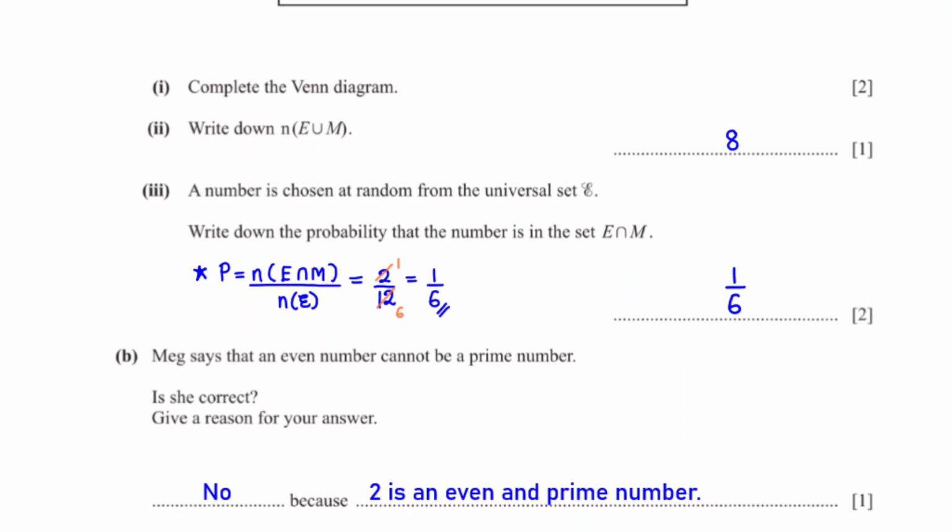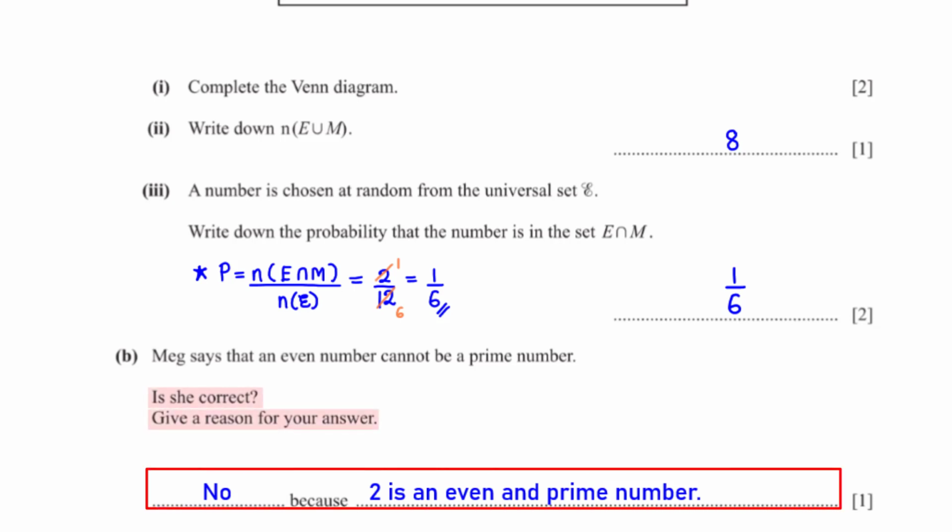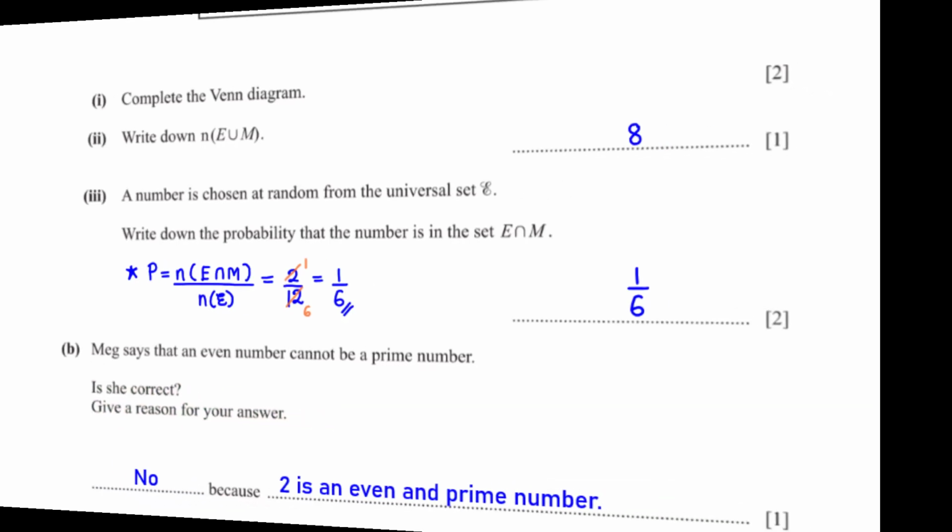Meg says that an even number cannot be a prime number. Is she correct? Give a reason for your answer. No, Meg is not correct because 2 is an even and prime number.